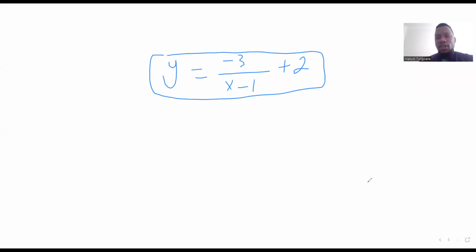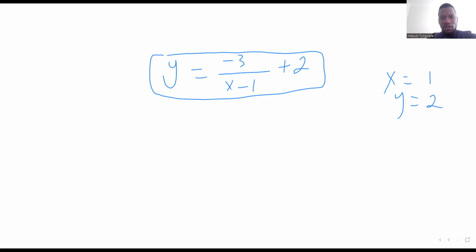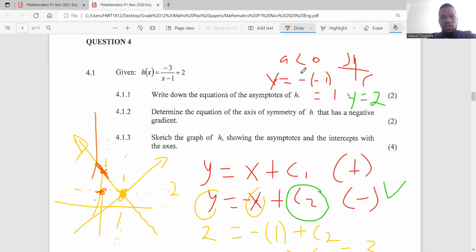So we already know that the vertical asymptote is x equals 1, and the horizontal asymptote is y equals 2, right? And then they ask us to show, I think they said you should also show the intercepts. So let's just check. They said, yeah, show the intercepts with axis, right? So we need to work out the intercepts before we can plot the graph.